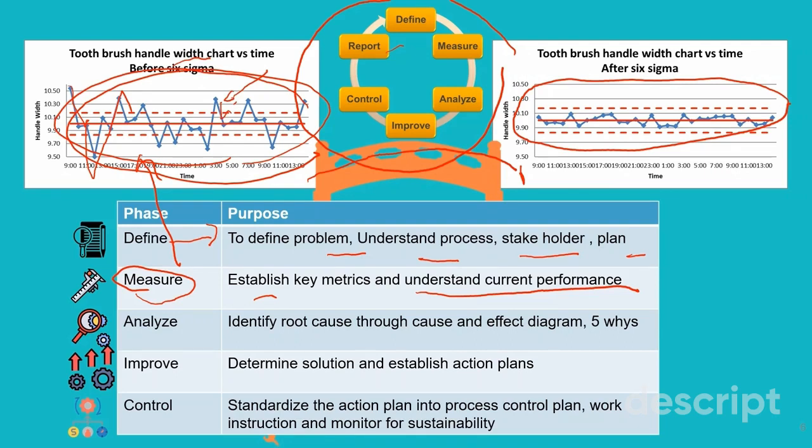And finally, in the improve phase, we determine the action plans that could get us from this type of output to this type of output with less variation. Once we have established the action plans and they work, we should standardize the action plan into the process control plan and work instruction, and also monitor for sustainability. This is the meaning of reducing variations in Six Sigma.